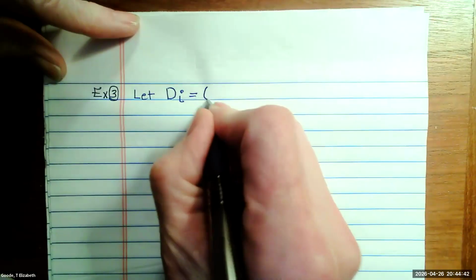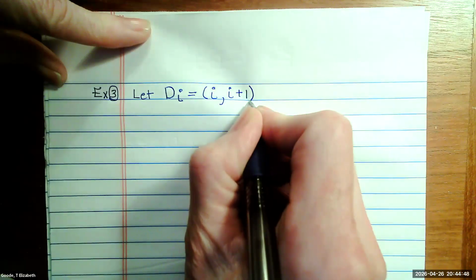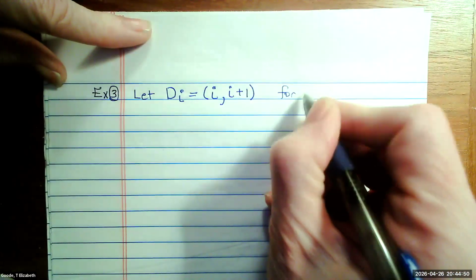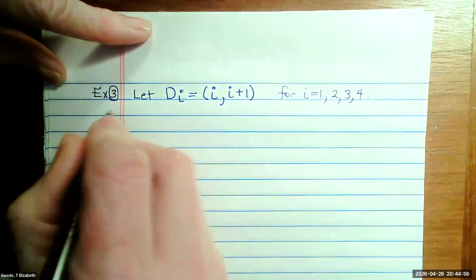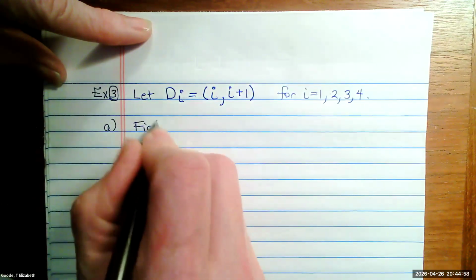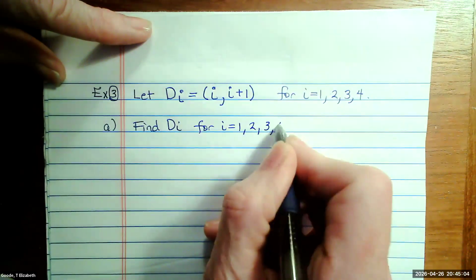Actually, let me give you one more example. Do you mind? Yes, sure. Because I want to thoroughly explore this interesting question with you. Let D sub i equal [i, i+1) for i equals 1, 2, 3, and 4. Find D sub i for i equals 1, 2, 3, 4.